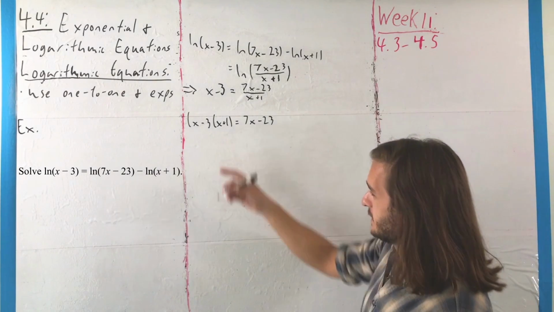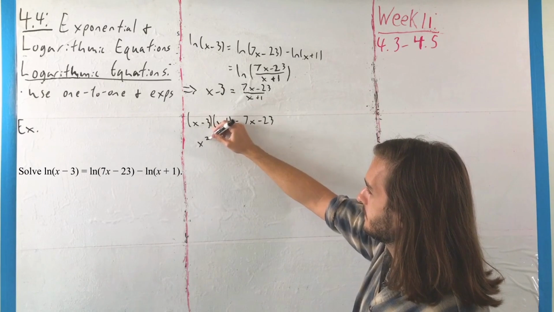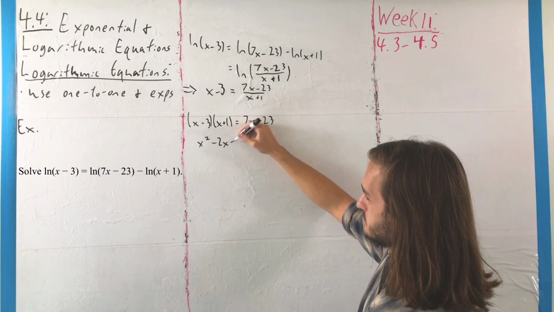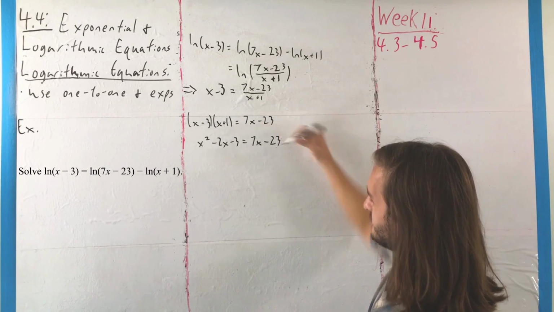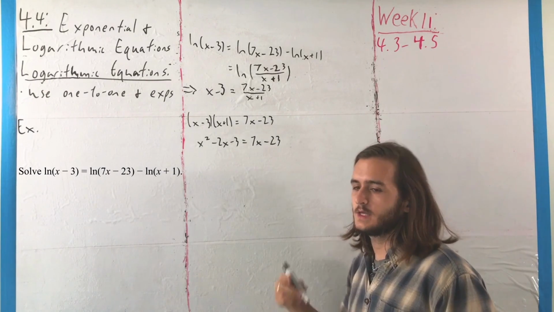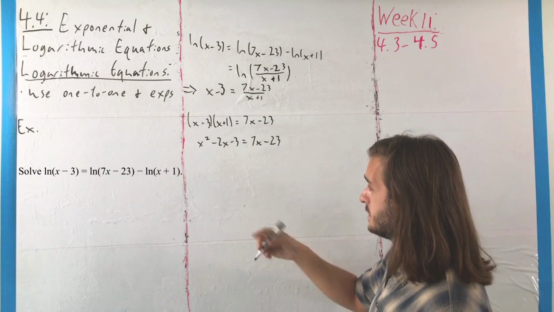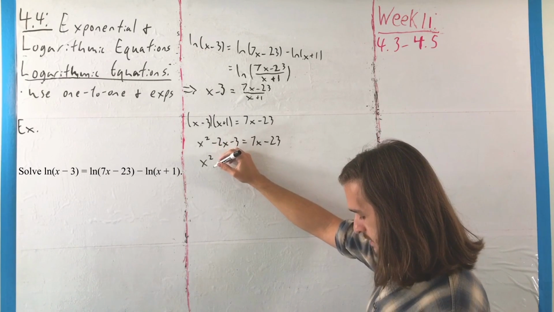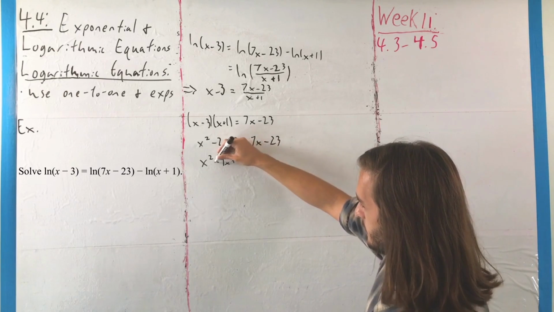Then from here, multiply this thing out with a parenthesis there like it's supposed to be, and what we would end up with is x squared minus 2x minus 3 is equal to 7x minus 23. And then pull all these things apart so you get a quadratic equation that has this side equal to 0. So we're going to subtract over the 7x, add over the 23, and what we will get is x squared minus 9x plus 20 is equal to 0.